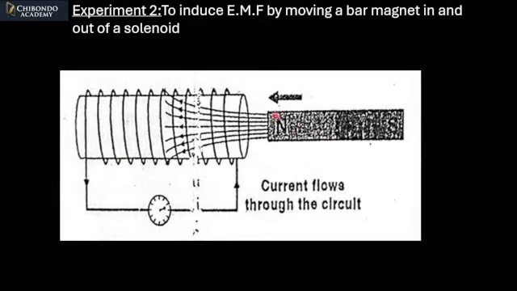And again, let's look at this setup where, as we said, we induce electromotive force by moving a bar magnet in and out of a solenoid. We all remember what a solenoid was. So here we're having a conductor wound into a solenoid, which is also connected to a galvanometer. Here we're having a permanent magnet, with the north pole here and the south pole there, which means the magnetic field will be around this permanent magnet.